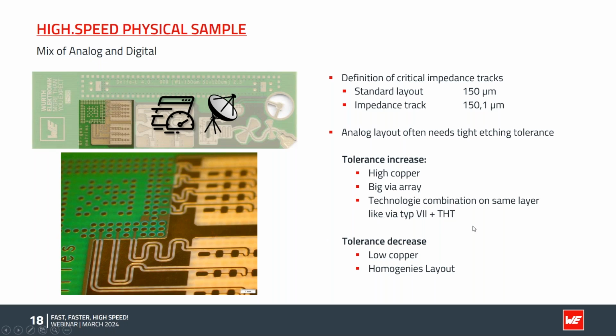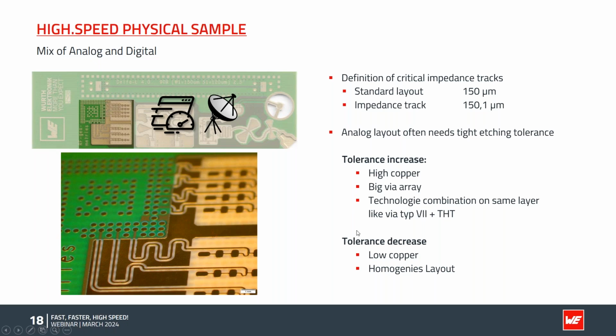And if you combine different technologies on this layer, for example, via type 7 with filling and capping it, and through holes in the same process, two galvanic processes are needed, and if you add more processes, the tolerance will increase with every additional process.